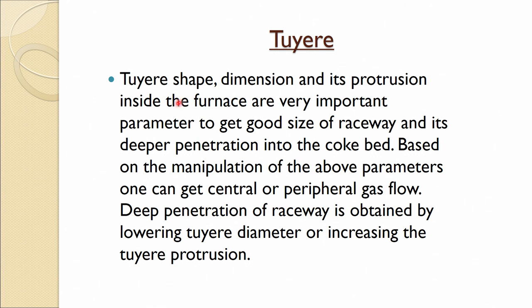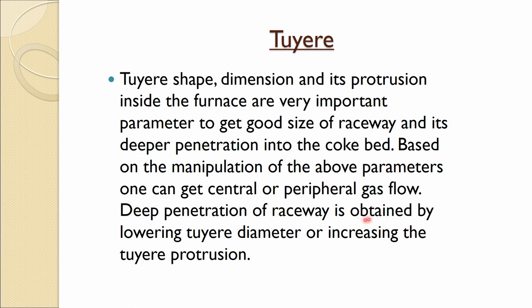So, now Tuyere shape, dimension and its protrusion inside the furnace are very important parameters to get a good size of raceway and its deeper penetration into the coke bed. So, again, we are talking about the raceway and how size and shape can be controlled. So, one of the things is Tuyere. Based on the manipulation of the above parameters, one can get the central or peripheral gas flow.